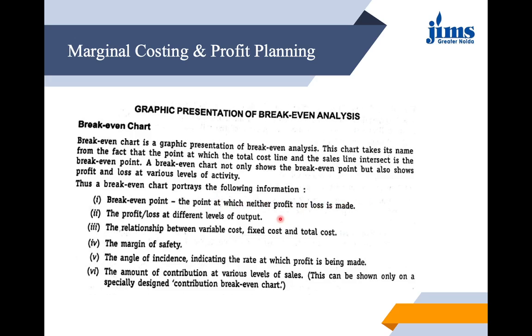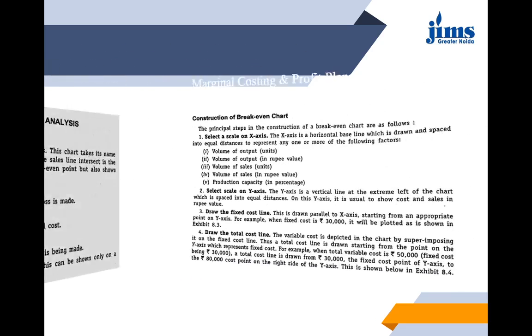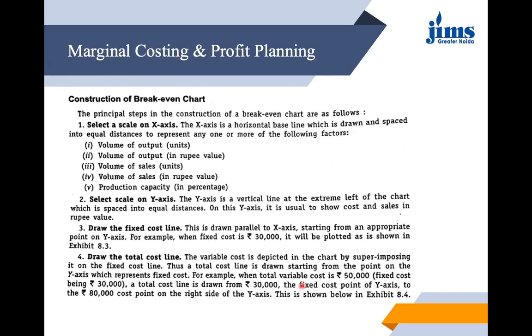Okay. Then second, profit or loss at different levels of output. Third, it would show the relationship between variable cost, fixed cost, and total cost. I'll show you everything graphically in the next slides. We can see margin of safety, angle of incidence indicating the rate at which the profit is being made, and we can also find out the amount of contribution at various levels of sales. Let us see that one by one. How to construct that, then we'll see.